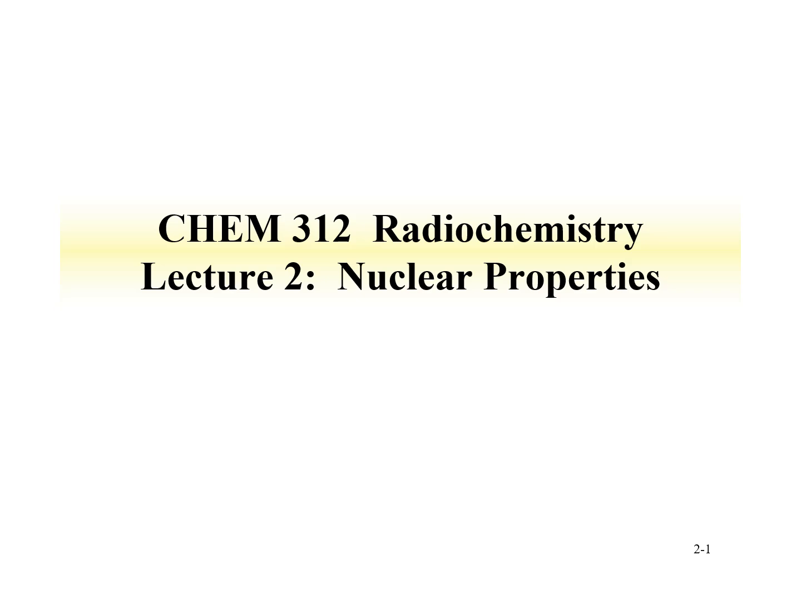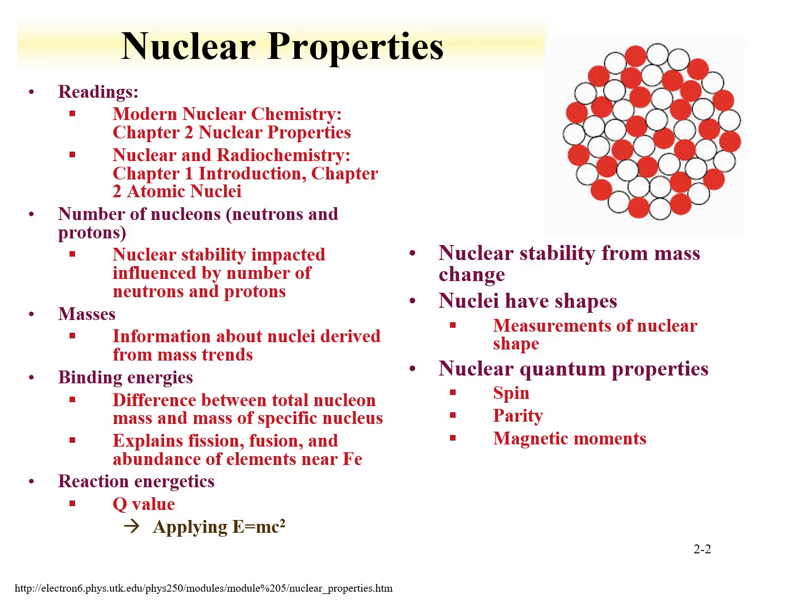Welcome to Lecture 2 for Radiochemistry, Chemistry 312. This is the lecture on nuclear properties. The lecture on nuclear properties covers a broad topic range. The readings for this lecture can be found in Chapter 2 of Modern Nuclear Chemistry and Chapter 1 in Nuclear and Radiochemistry, the introduction, and Chapter 2 in Nuclear and Radiochemistry on atomic nuclei.